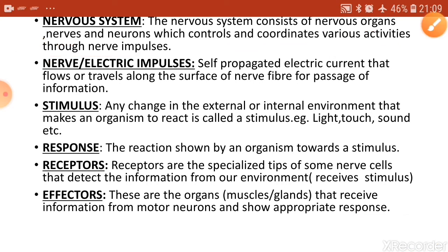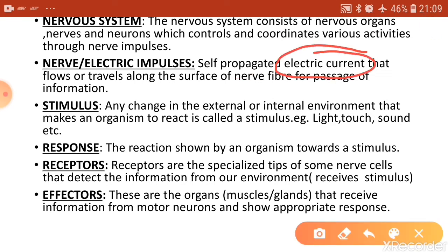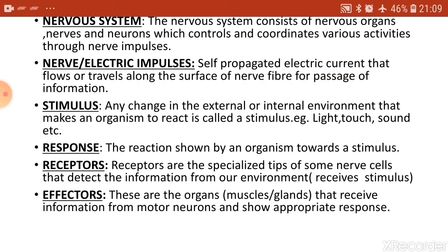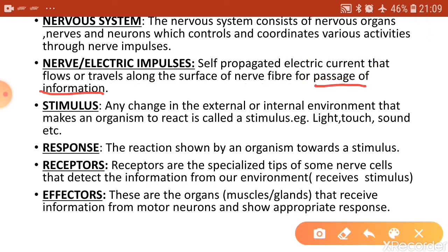Okay, next is, what are nerve impulses? Nerve impulses or electrical impulses, both are the same. The nerve impulses are self-propagated electric current that travels along the surface of the nerve fiber for passage of information. We say nerve impulse is self-propagated, meaning what?